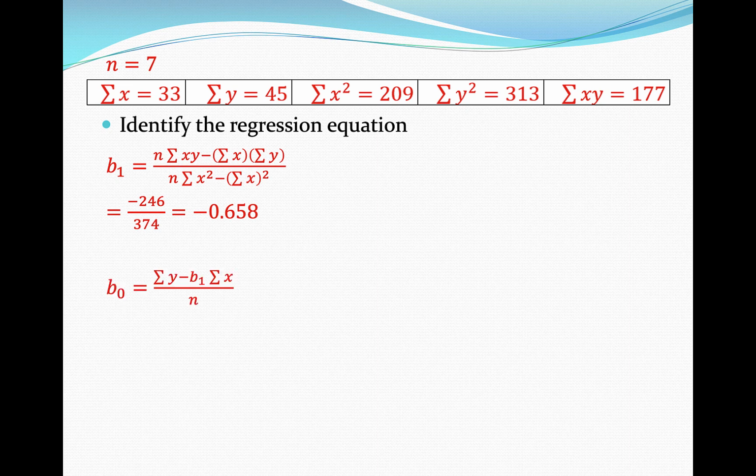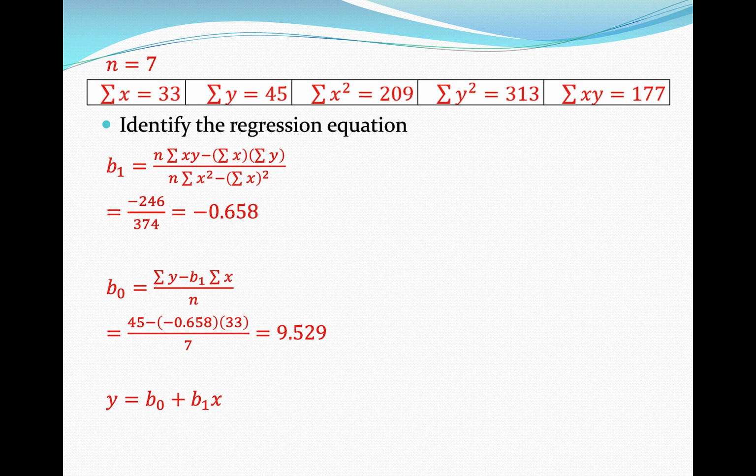Once you have your slope, then you can figure out your y-intercept. So your y-intercept, as we mentioned before, you use the sum of y minus beta 1, sum of x all over n formula. So now we just plug in what we know. We know the sum of the y's is 45. Our slope, we just figured that out to be negative 0.658. The sum of x is 33. And then, of course, our sample size is 7. If you work through this, you'll get an intercept of 9.529.